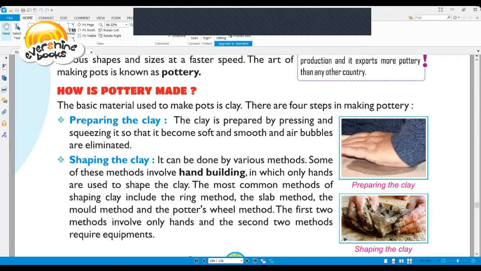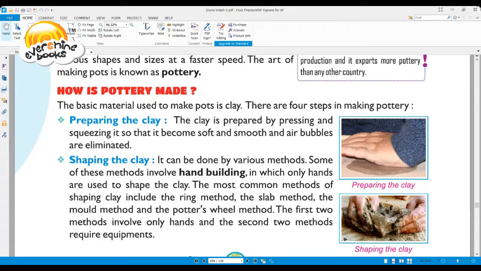There are 4 steps. First, you prepare the clay. The clay is prepared by pressing and squeezing it so that it becomes soft and there are no air bubbles. Second step is to give shape to the clay. It can be done by various methods.